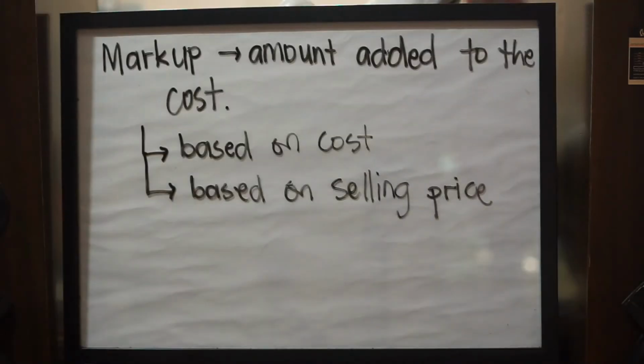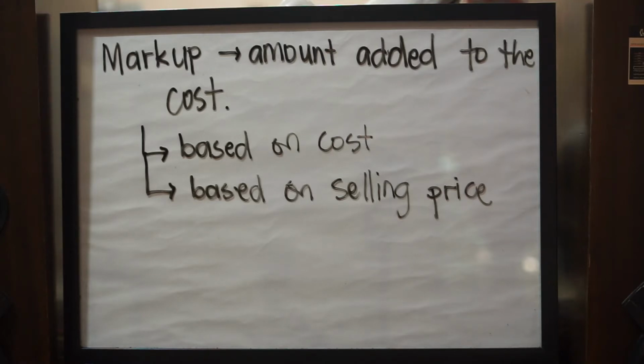So let us now proceed with markup. In mathematics, markup is the difference between the selling price and the cost. Or in the book, markup is defined as the amount of money that entrepreneurs add to the cost of the product, whether the cost is for the raw materials or the cost for the ready-made products, so that when they sell them, they can cover up the initial expenses and make a profit.